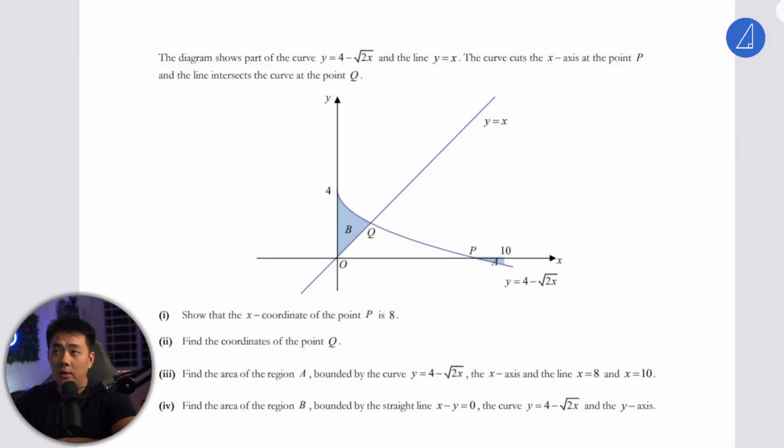Hi students, let's look at this question here, which is on definite integral. Let's do this proficiently. The diagram below shows part of the curve y equals 4 minus root 2x, which is this curve here, and the line y equals x. The curve cuts the x-axis at the point P over here, and the line intersects the curve at Q. Great. So first, show that the x-coordinate of point P is 8.